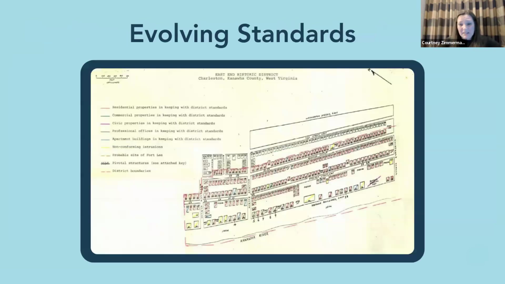Again, with mapping, you can see here the red line is the boundary and it's right up against the backs of these buildings. The map that's in the nomination is the legal, official map. So in this case, it doesn't include the rest of the lot. It causes problems when you don't have a clear boundary or the boundary doesn't make sense for our purposes today. Next.